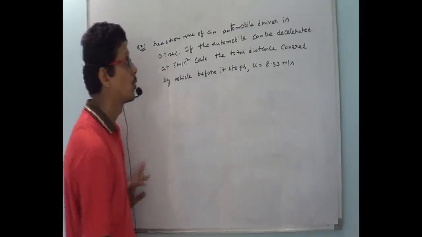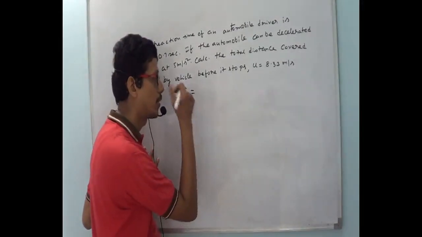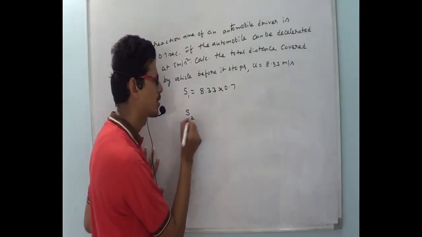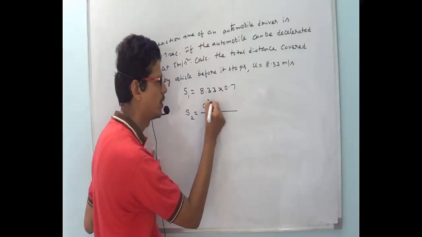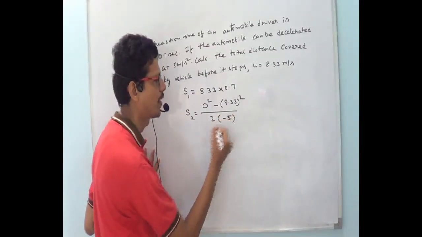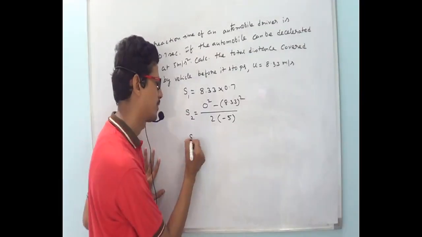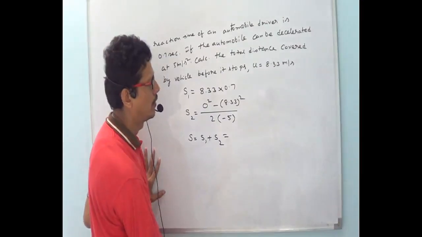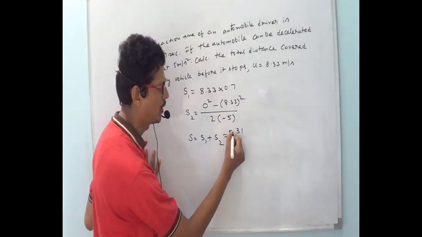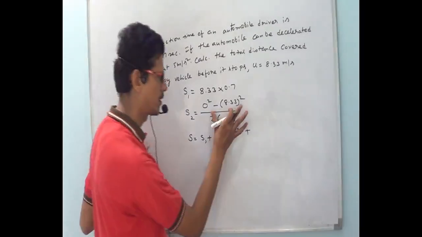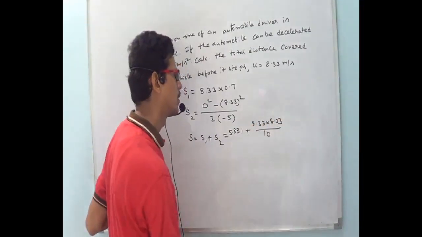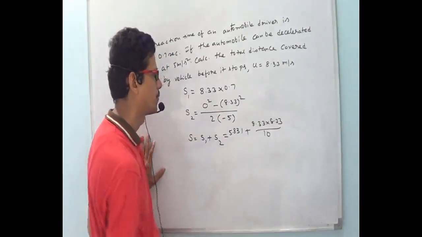S1 is the distance traveled with constant velocity, and S2 is the distance traveled with the deceleration. Deceleration means v square minus u square by 2 into minus a, and minus a means minus 5. So I have to add these two distances. S is equal to S1 plus S2. That is 5.831 meters, plus this distance, 8.33 into 8.33 divided by 10, since minus and minus get cancelled.